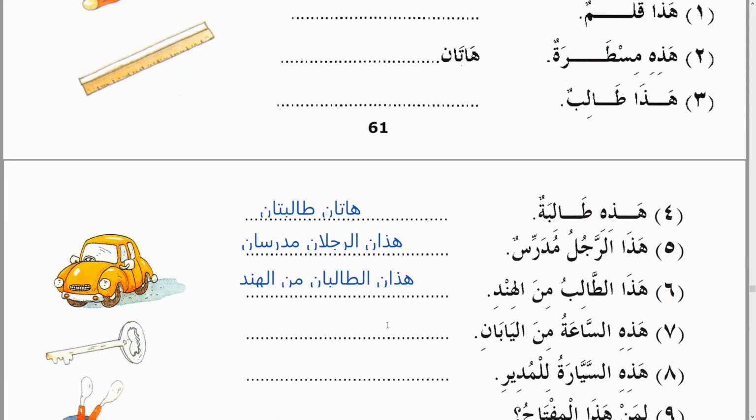هذه الساعة من اليابان. Oh, this rhymes. The dual is hatani. Sa'atani, hatani sa'atani min al-Yaban. Yaban is not dual, it's just the name. Japan became Yaban. Someone might ask why Yaban is not dual. Because it's just Japan, they made it Yaban.